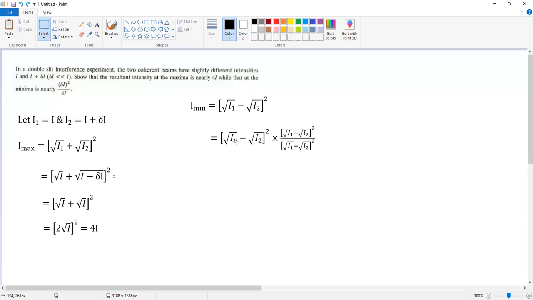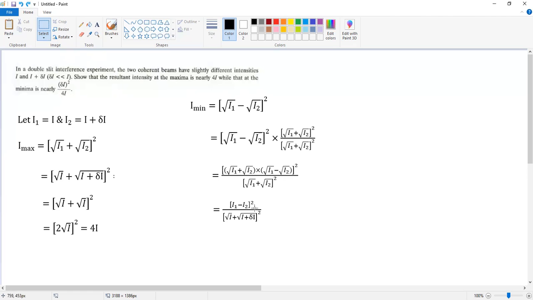So root I1 minus root I2 whole square up and down, multiplied with root I1 plus root I2 the whole square. In the numerator, you can take the common square out. A minus B into A plus B will be A square minus B square. The denominator we keep separate so that we can already solve; we already solved it as 4I. Now A plus B into A minus B will be A square minus B square: root I1 square is I1, and B square is I2, the whole square.